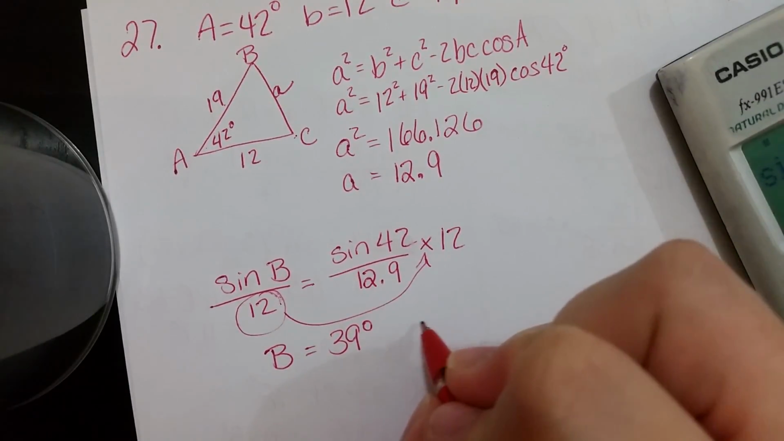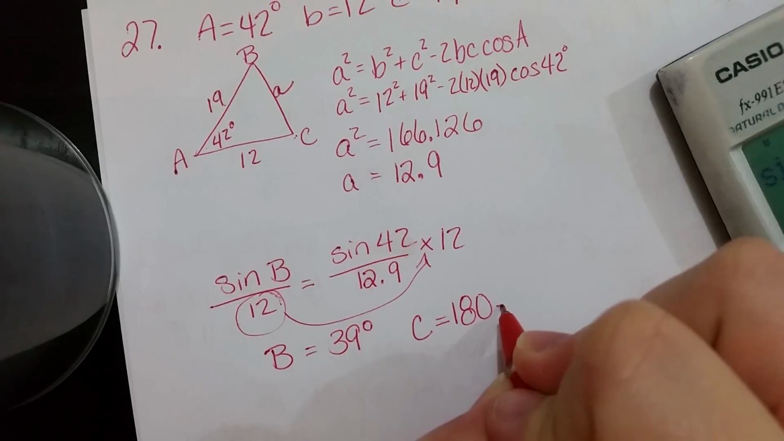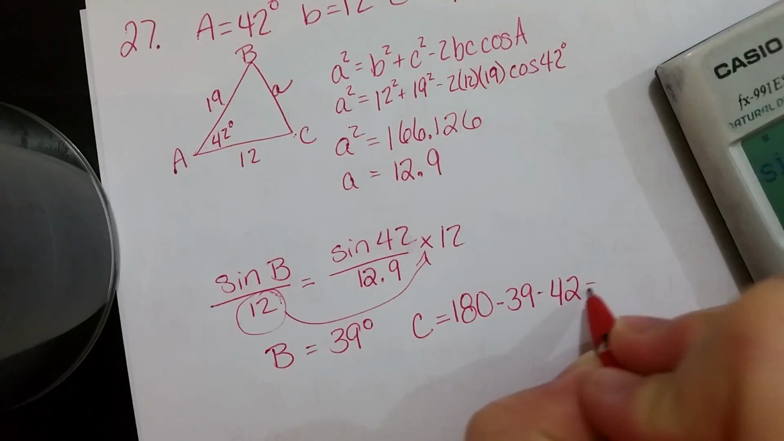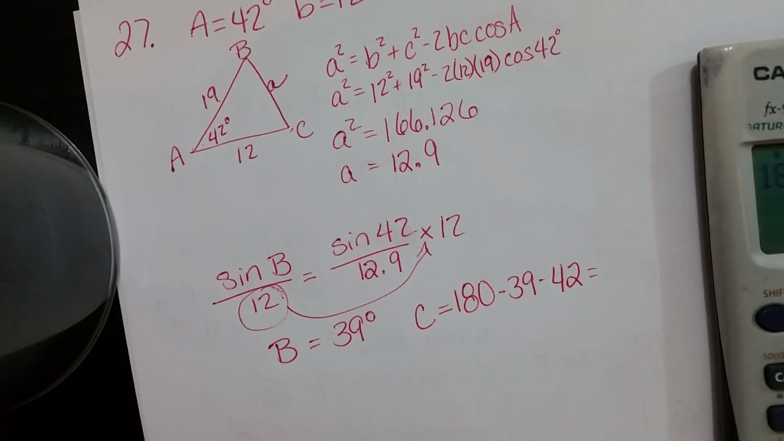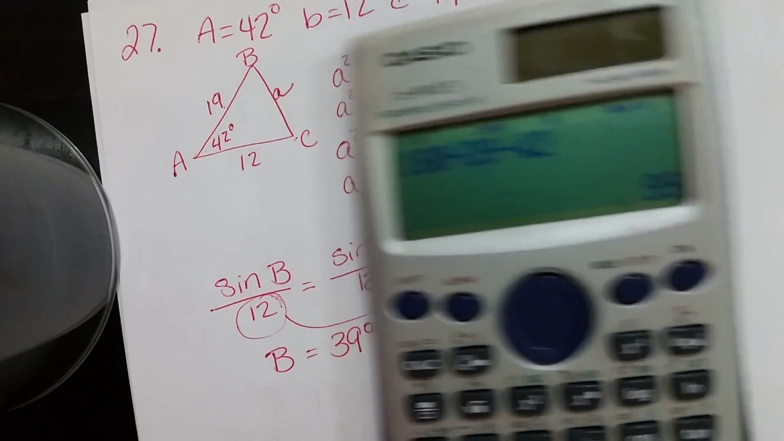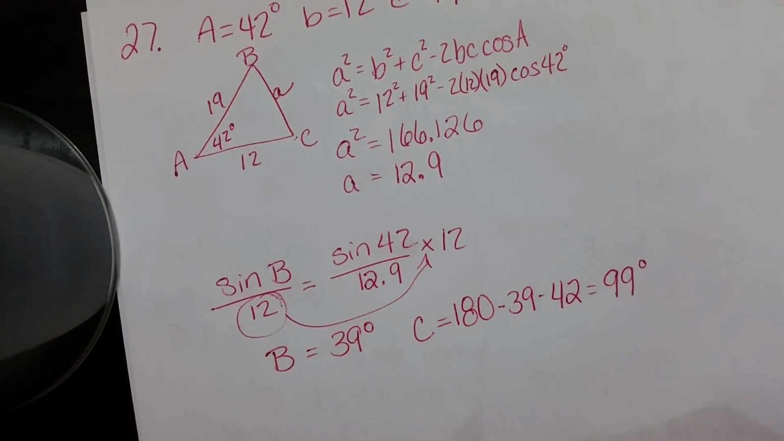And then to find C, I would just go with our standard 180 minus 39 minus 42, and you get 99. Okay, so now you've found everything that was missing.